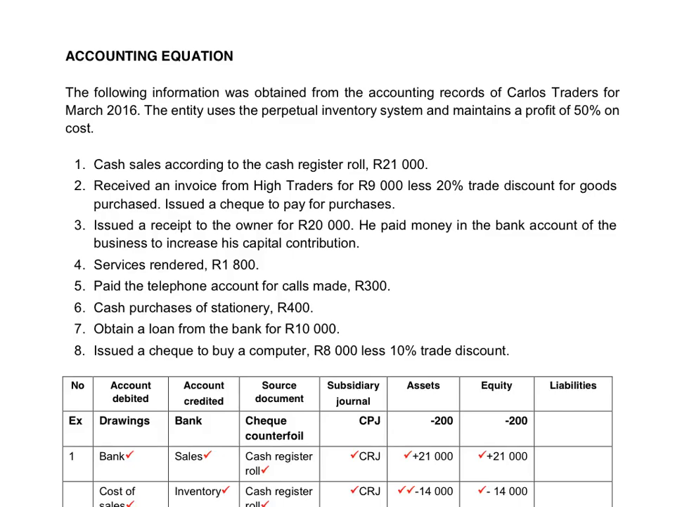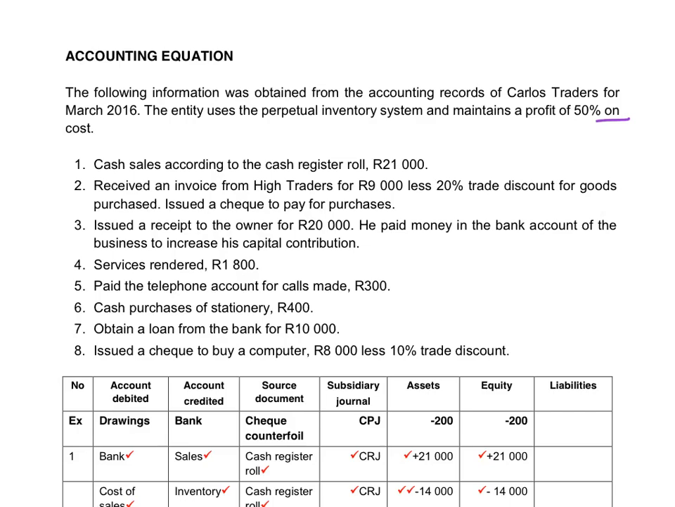Good morning. We will pay attention to the accounting equation today. We use the perpetual inventory system. That means every time inventory is purchased or sold, it will be recorded in the inventory account. A profit of 50% on cost price is maintained. That means if it's on cost price, the cost price equals 50%.